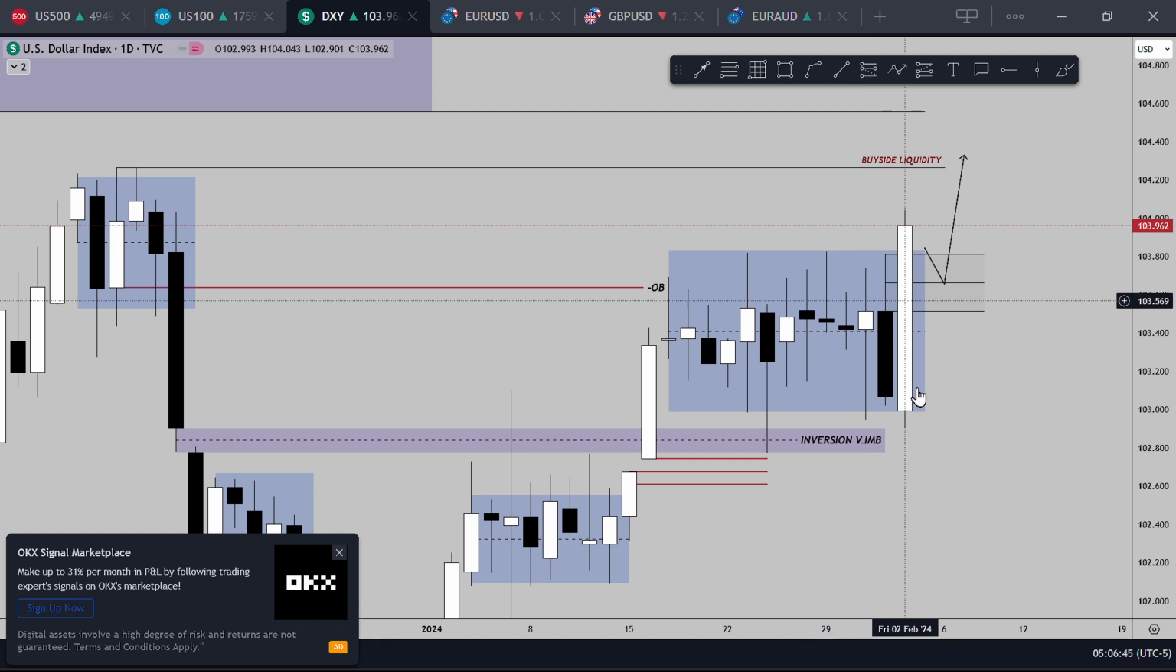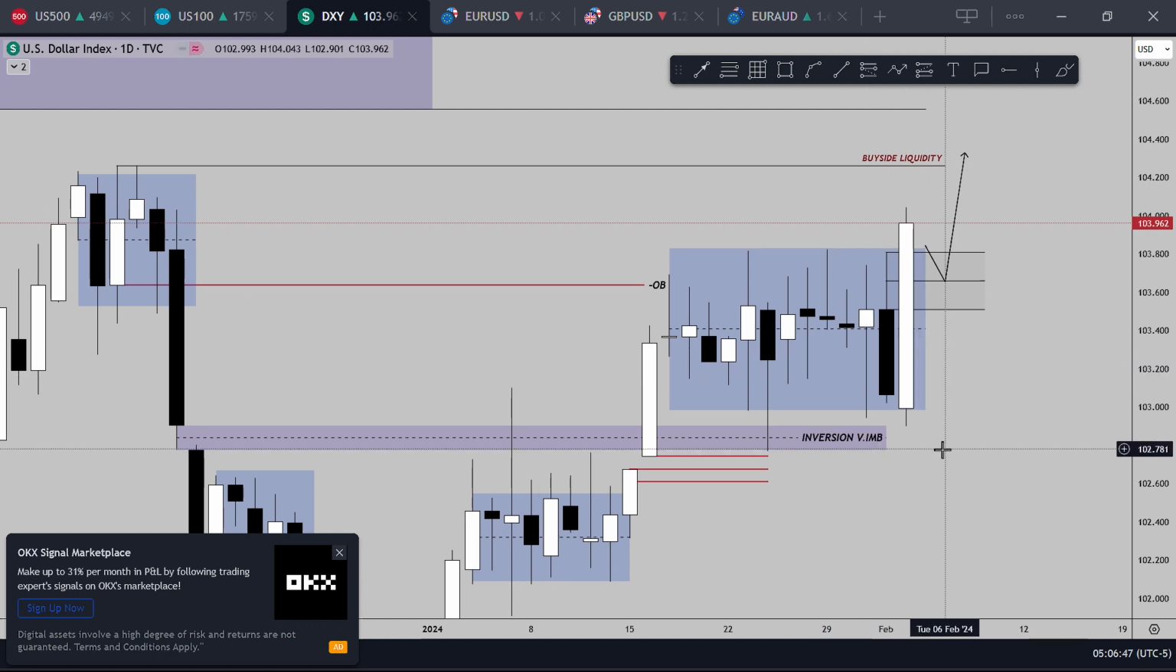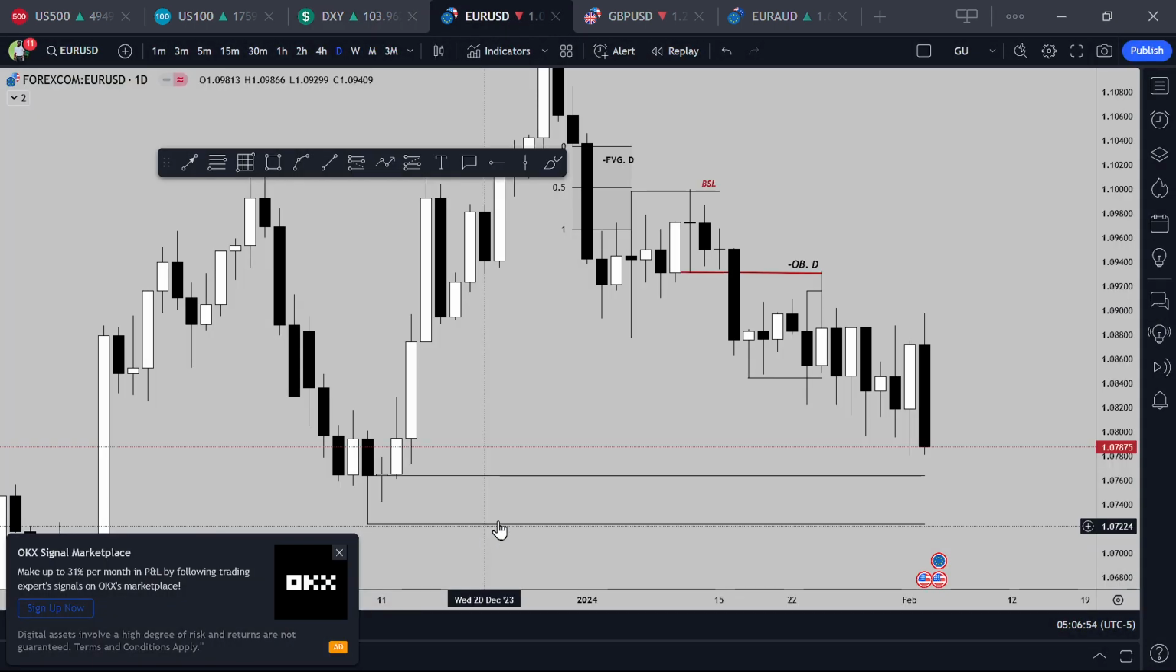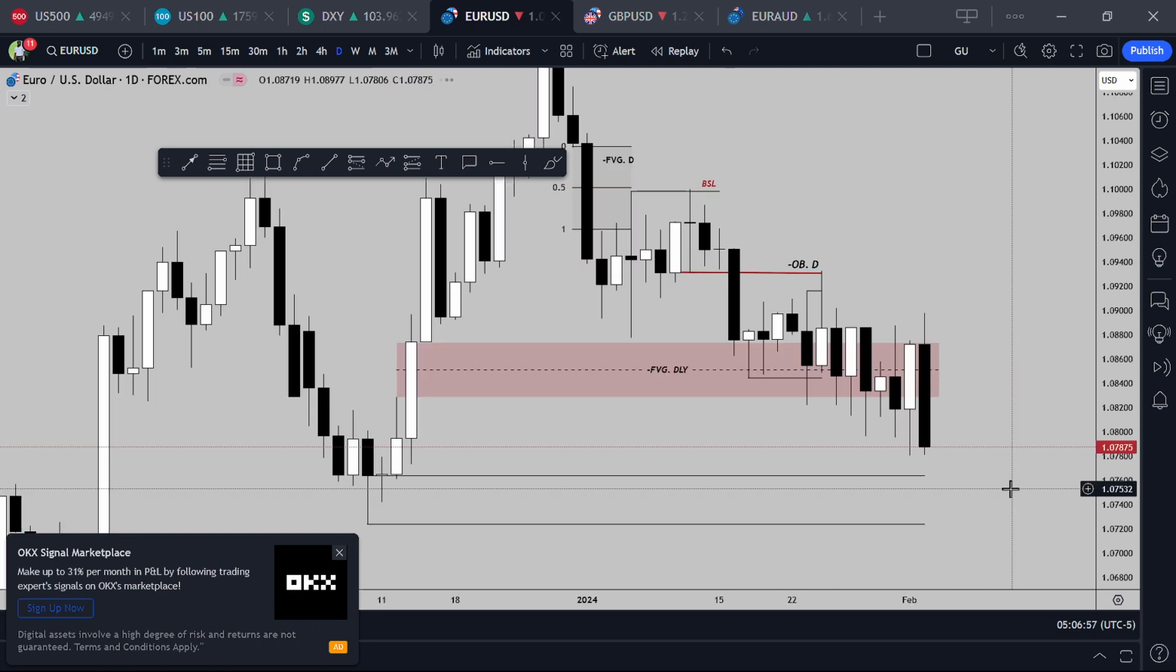So if I'm bullish on the dollar index, it means I'm bearish on Euro USD. I am bearish on GBP USD. Okay, so let's quickly look at Euro USD. So Euro USD, last week, as I said, I was bullish on DXY last week, and I was bearish on Euro USD.